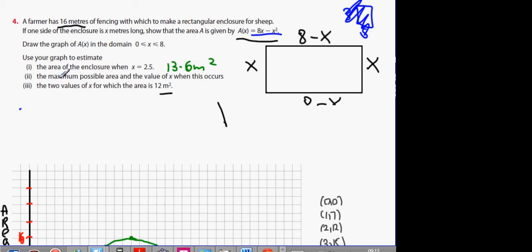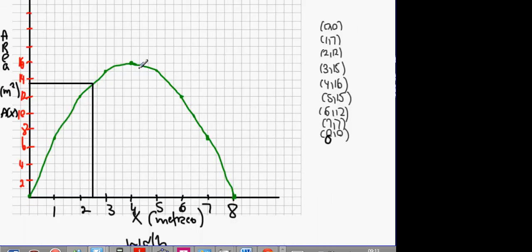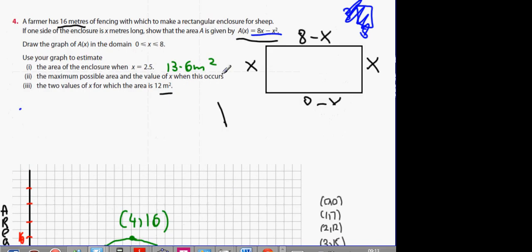Find the maximum possible area and the value of x at which this occurs. What's the maximum area? 16. And what value of x does this happen for? 4. So for part 2, x equals 4, area equals 16 meters squared.